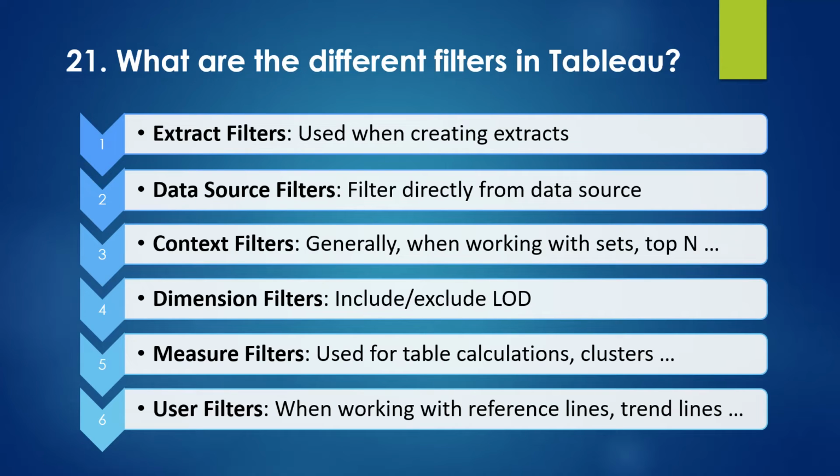Next, we have the different filters in Tableau. As we can see here, we have 6 types. We have extract filters that are used when creating extracts, data source filters, which directly filter from the data source. We have context filters. Generally, when working with sets, for example, if you want to create top 10 customers in a given city depending on a condition, you are going to use context filters.